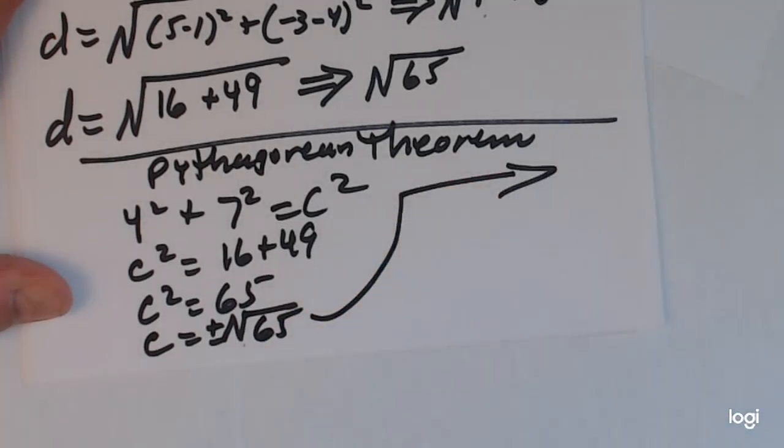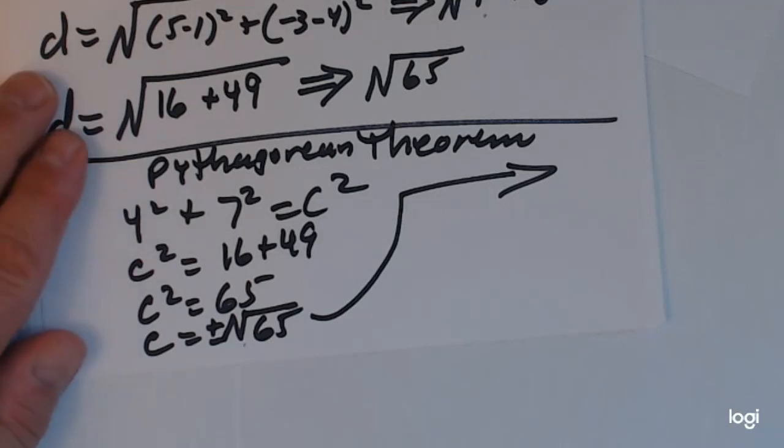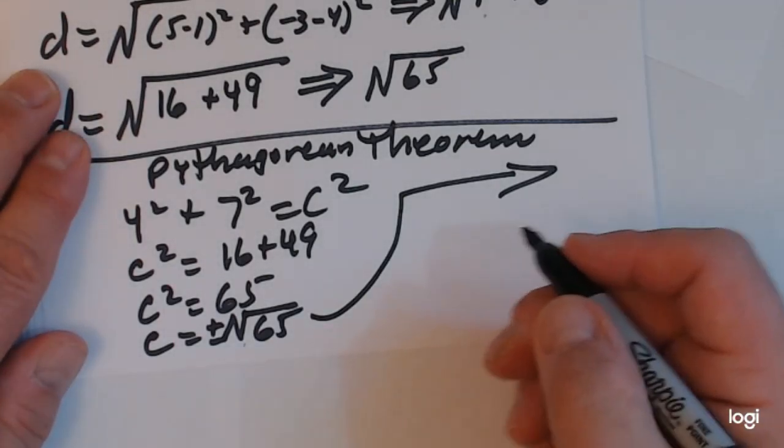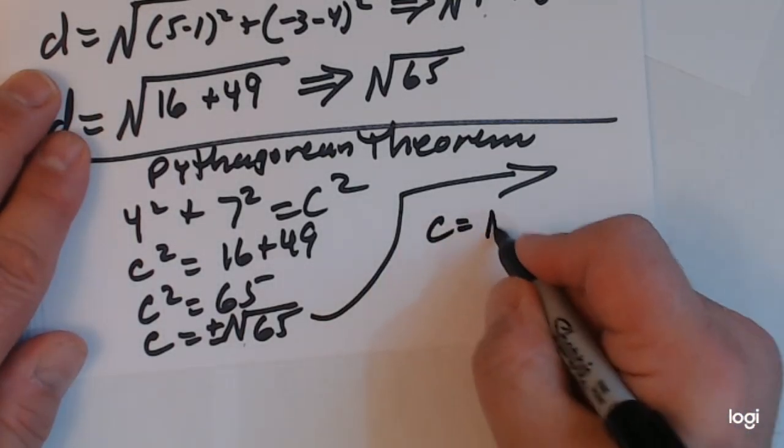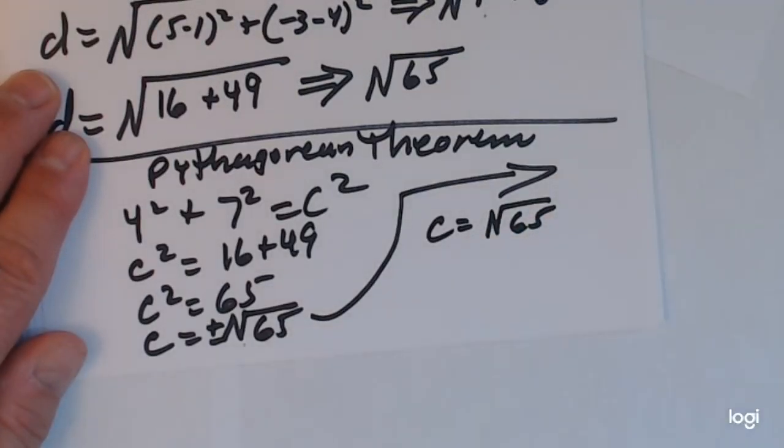Because we don't have negative lengths at this level of your mathematical learning. You will be able to do negative lengths once you get to calculus and vectors in particular. You can have negative distance there. So this c is equal to the square root of 65. All right.